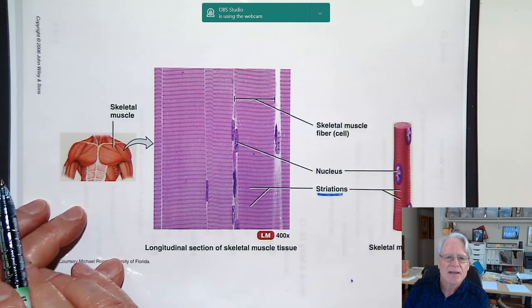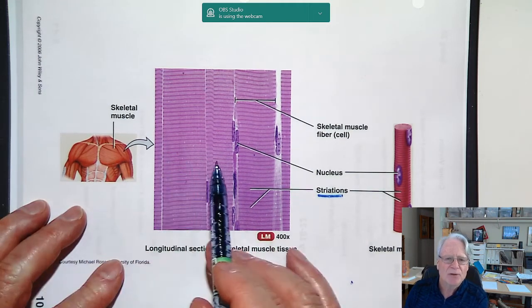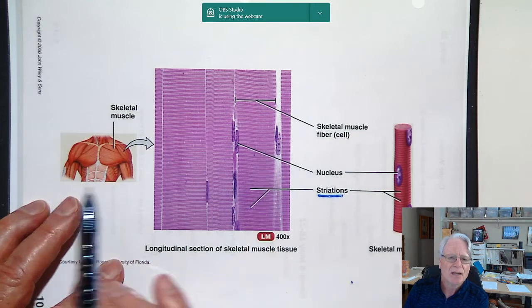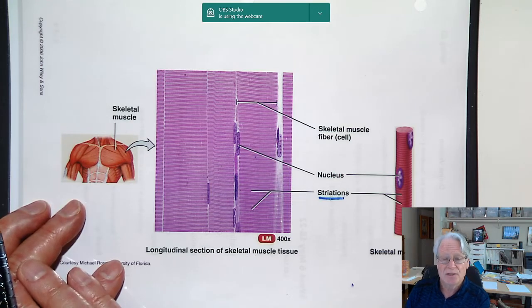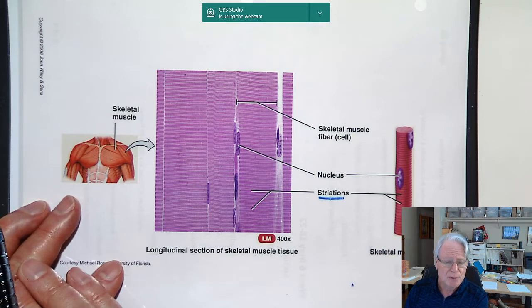Striations. And that's due to the type of protein arrangement within the cell. We'll discuss that when we are looking at muscle tissue, which is the last chapter we cover in this quarter. So obviously, skeletal muscle tissue is attached mostly to the skeletal system. It moves the skeletal system.